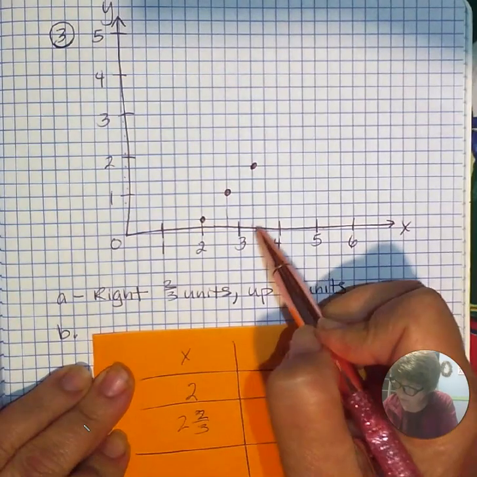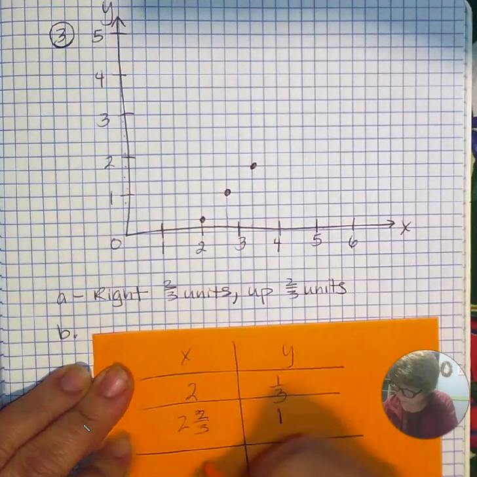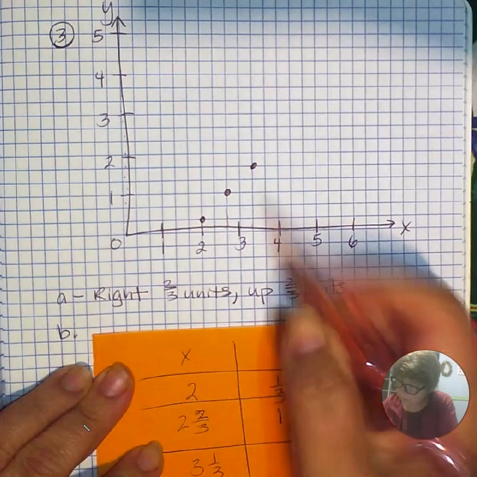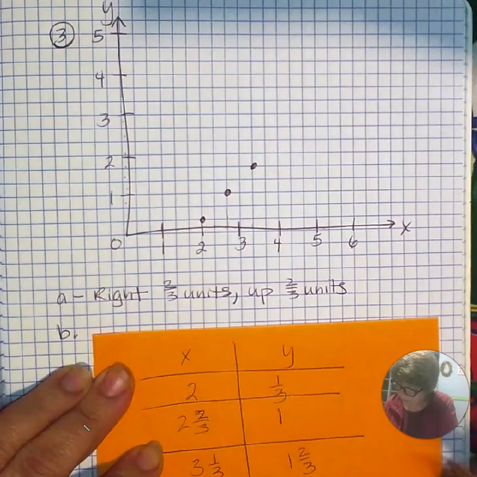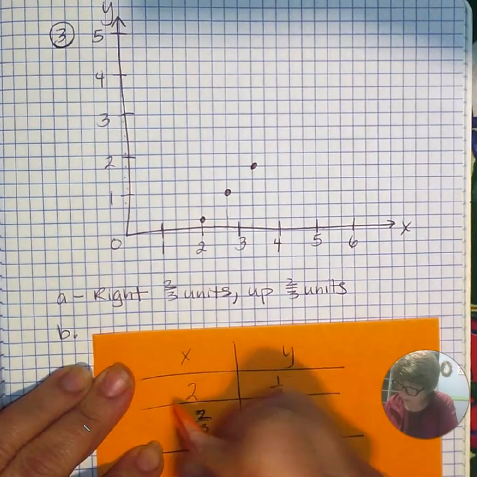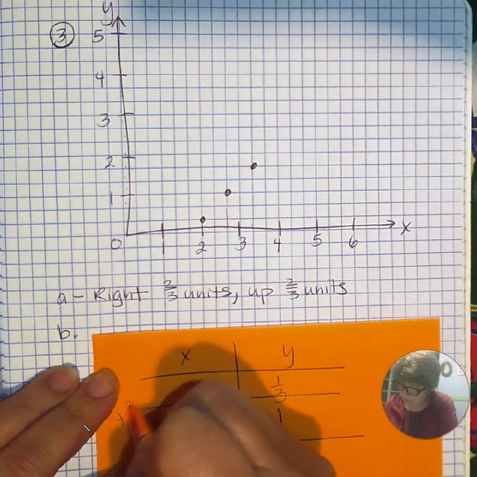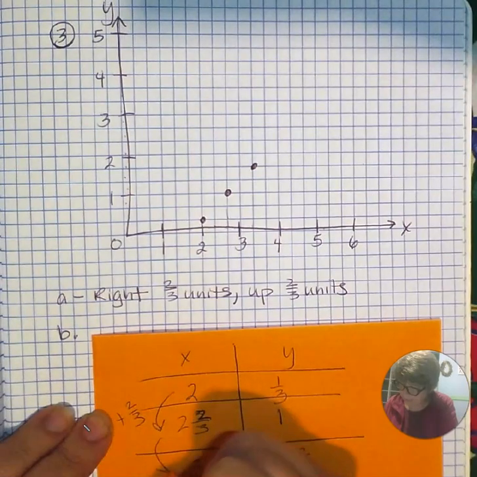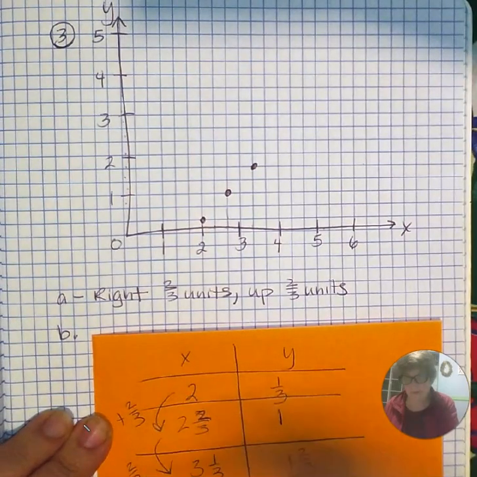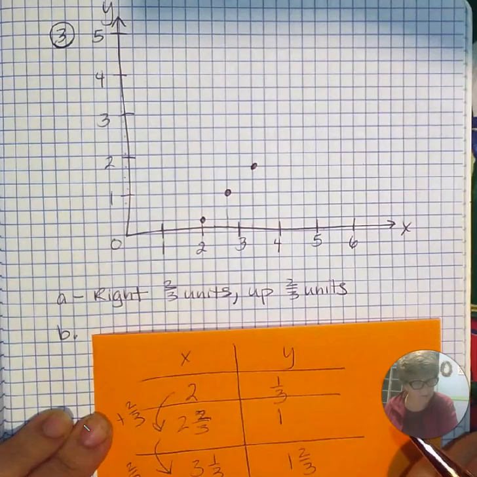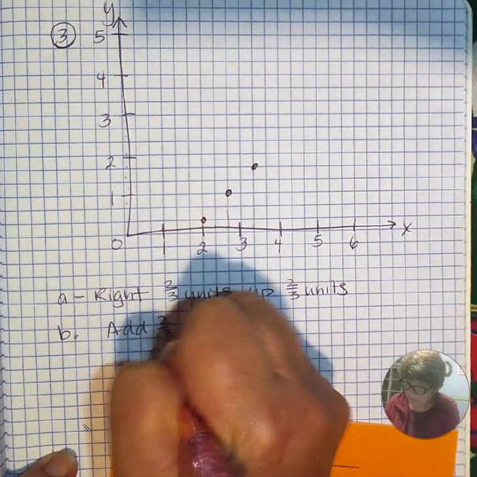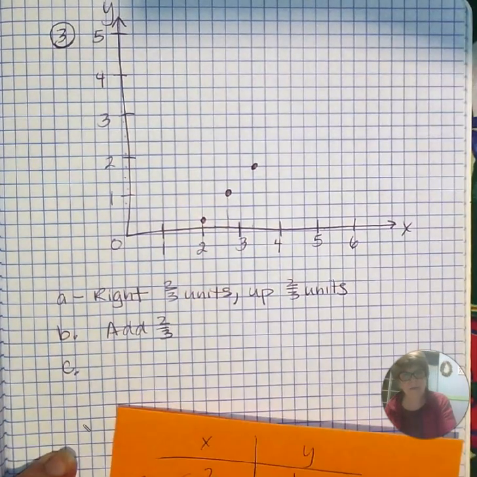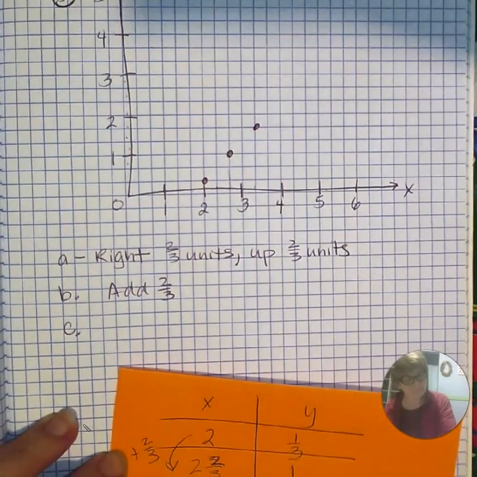And then our next x is 3 and 1/3, and our y is 1 and 2/3. Okay, so you can see you're adding 2/3, you're adding 2/3, right? So our pattern for the rule for the x coordinate is add 2/3. Yeah? I think it might be kind of fun. Are you finding it kind of fun?